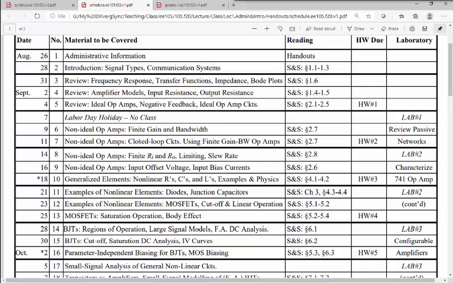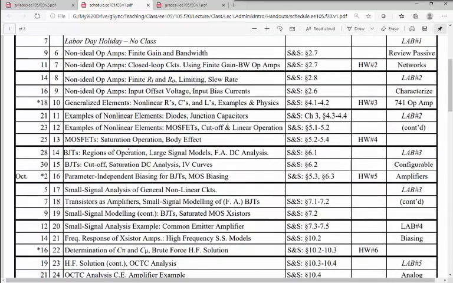We'll then start moving into ideal op-amps. This is something that I think you already know from the 16s. But then we'll go into non-ideal op-amps. Non-ideal op-amps means the gain is no longer infinite. The input resistance is no longer infinite. The bandwidth is no longer infinite. We now have finite amounts of those. And that changes a lot of the way that you have to analyze these circuits and their behavior.